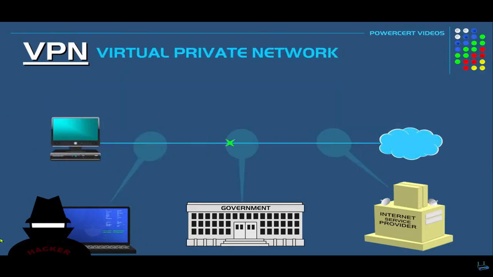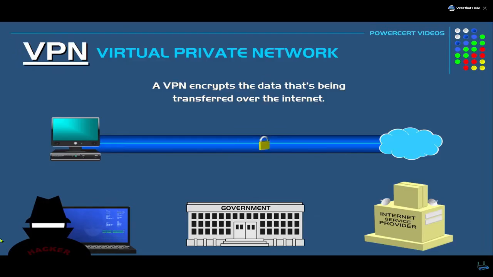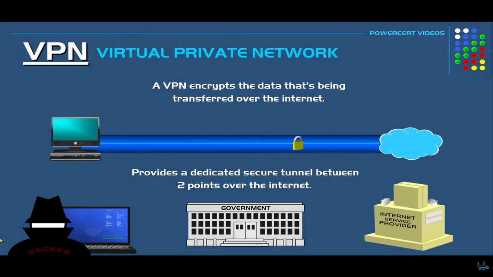A VPN, or Virtual Private Network, not only hides your IP address, but it also encrypts the data that's being transferred between your computer and the internet. So any activity that you do on the internet, such as viewing web pages or transferring files, the data is encrypted and kept private when using a VPN, and no logging is involved. A VPN provides a dedicated secure tunnel between 2 points over the internet.